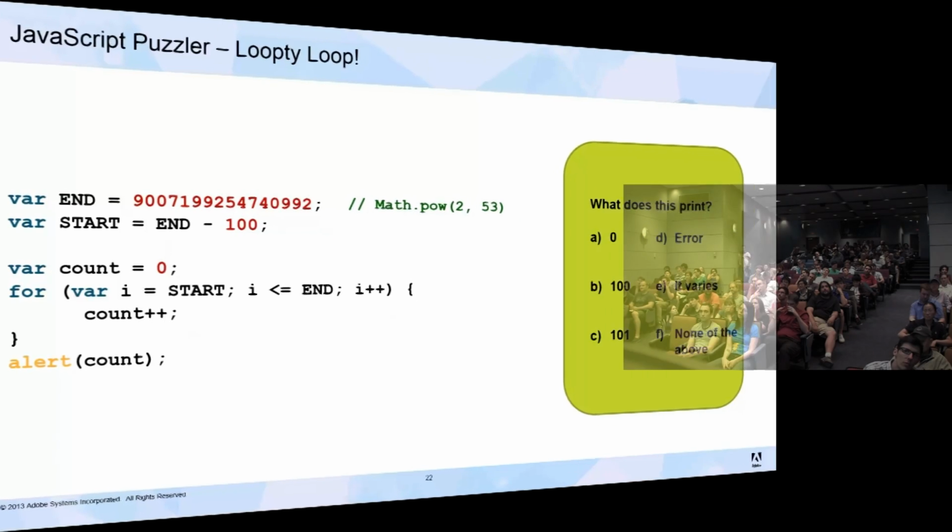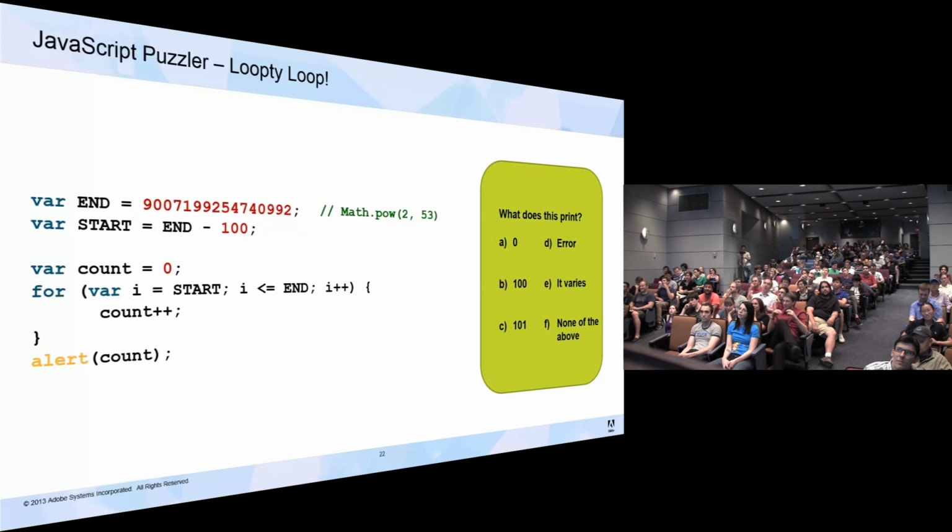All right, are we ready to vote? Who thinks it's A? A few people. B? A few people as well. C? Only a few people. D? E? F? Oh, there we go. Most of the people say F.